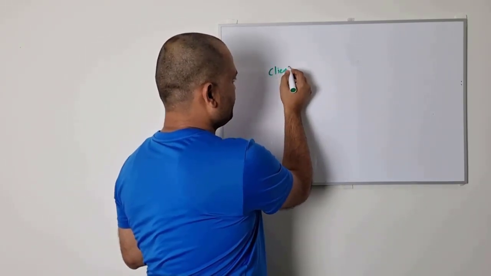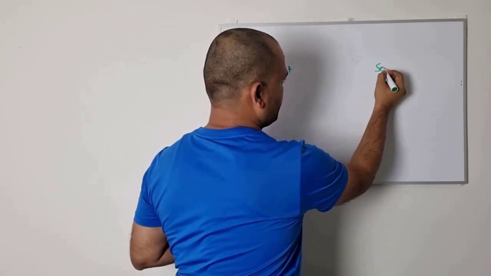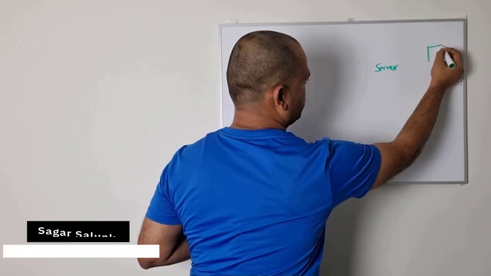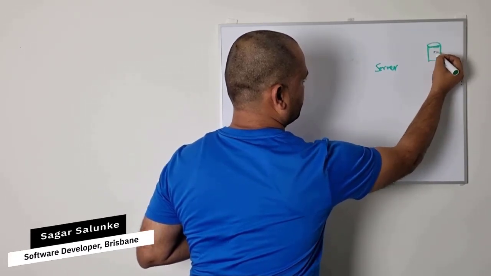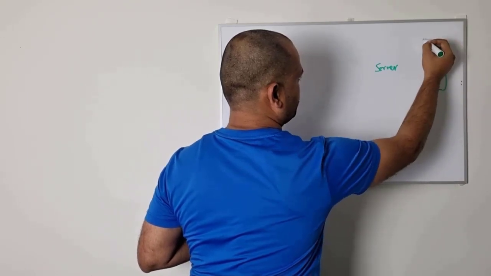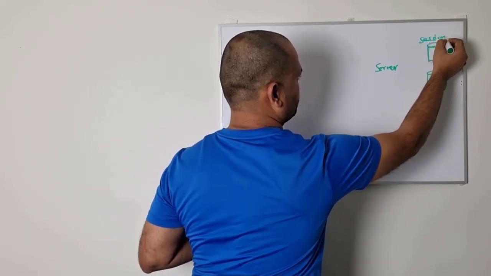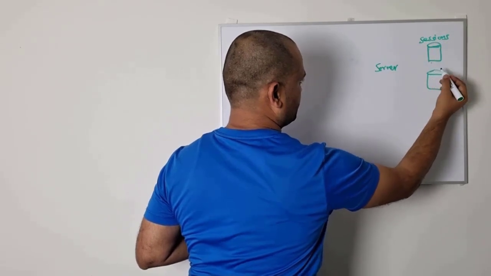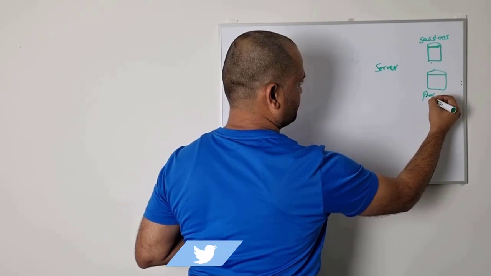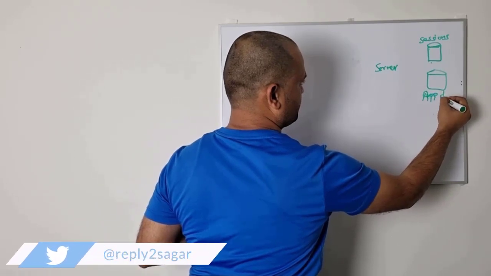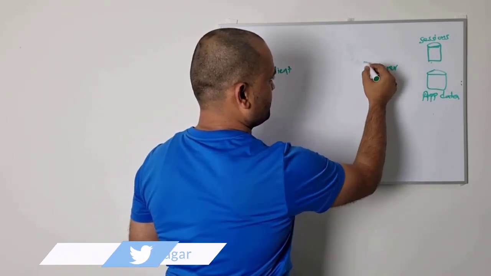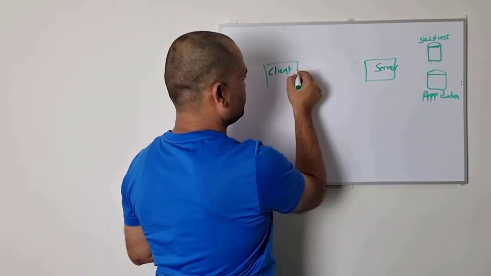So we have a client over here, and then there is a server, and over here we have got databases. Okay. So this is one database and this is the second database. So this is for the sessions and this is for saving the user data or app data, we can call it. And we have got this server over here, and then there is a client.